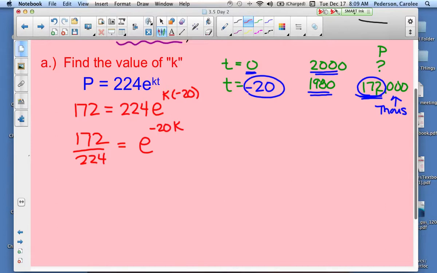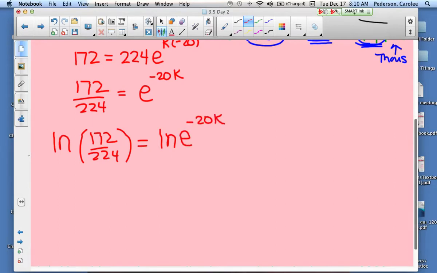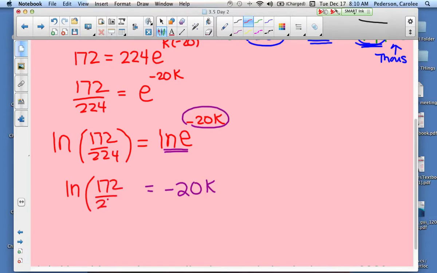Now I'm trying to, again, solve for k. So I want to bring that power down and remove it. So I'm going to take the natural log of both sides. The reason why I want to do the natural log of both sides is that a natural log and an exponential are inverses of each other. So on the right-hand side, these are inverses, so I'm just left with this negative 20k. And on the left, it's still just the natural log of 172 divided by 224.